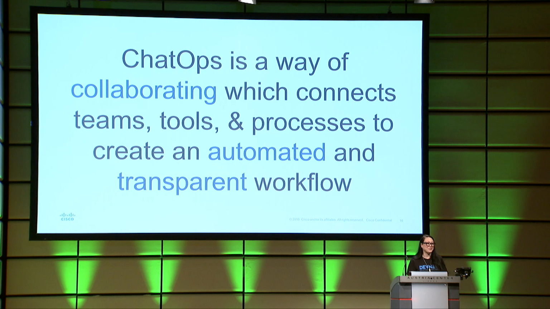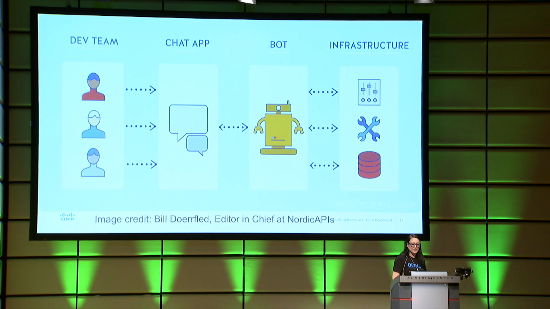It's a way of collaborating, which connects teams, tools, and processes to create an automated and transparent workflow. Transparent as everyone can see different processes happening at the same time. The easiest way to understand chatops is a marriage between established DevOps practices and workplace instant messaging platforms. This combination increases DevOps flows, enhancing communication and transparency, and combining all the tools into one tool that you have. With chatops, you can set different rooms to have notification from different tools or APIs that you have integrated within it.